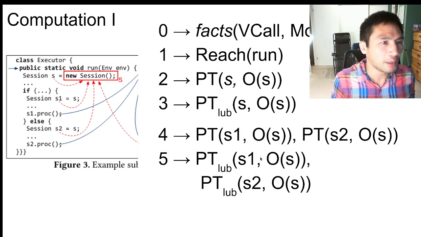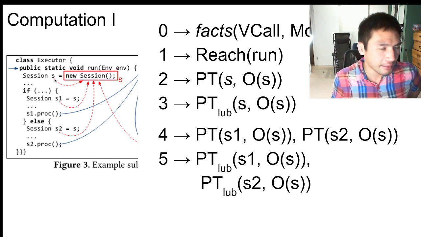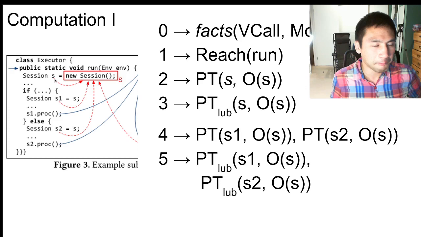Okay, so in the first stage, what we have is that we know that run is reachable. This is our assumption. And then what we do is we start computing points-to results. So we have s, this variable here, and there's a points-to relation between s and the abstract object O of s, which is a singleton object that s is containing. Okay, there's another rule which says points-to lub, and so that brings things up to the lub. And so we know points-to lub, s, and O of s. Okay.